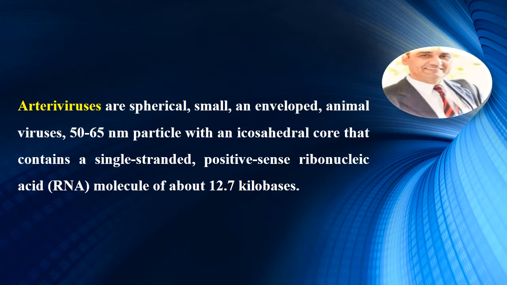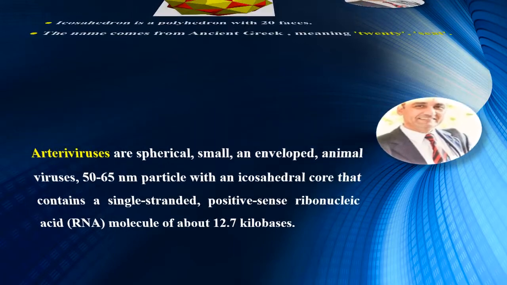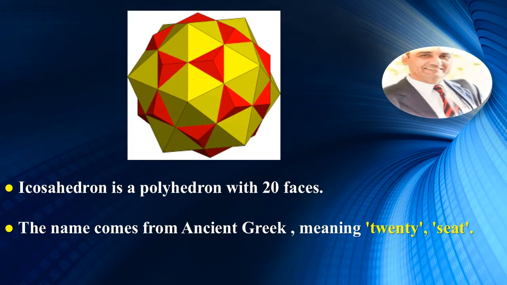Arteriviruses are spherical, small, enveloped animal viruses with 50 to 65 nanometer particles with an icosahedral core that contains a single-stranded positive-sense ribonucleic acid RNA molecule of about 12.7 kilobases. An icosahedron is a polyhedron with 20 faces. The name comes from ancient Greek meaning 20 seats.